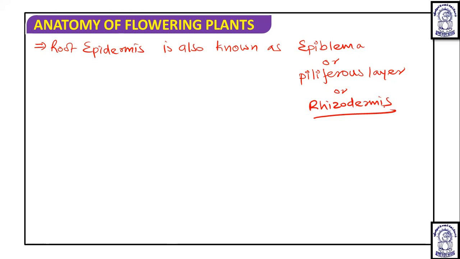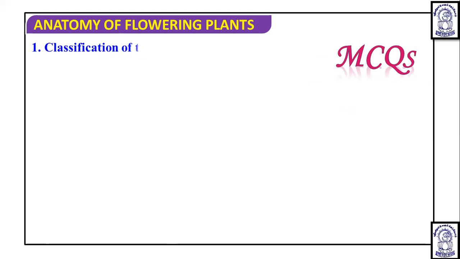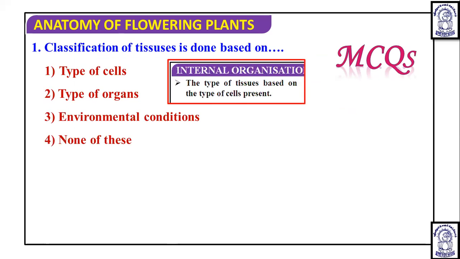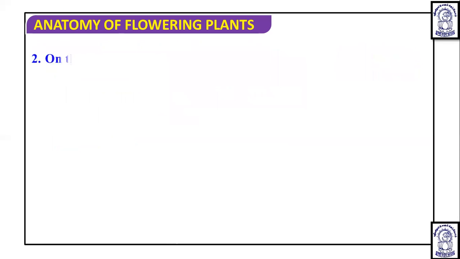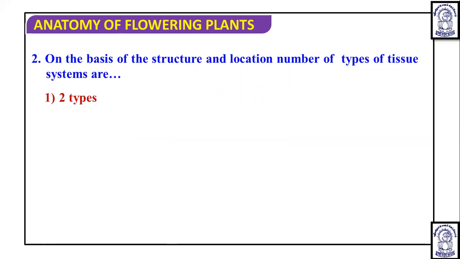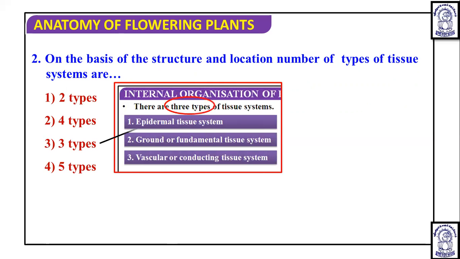Now, after discussing all the complete information about the epidermal tissue system, we are going to talk about the ground tissue system. But before that, let's discuss some questions. Classification of tissue is done based on what? The type of cells present, and based on the cells dividing or non-dividing, they are divided into meristematic and permanent tissue. On the basis of structure and location, the number of types of tissue system are, obviously, three: the epidermal tissue system, ground tissue system, and vascular tissue system.